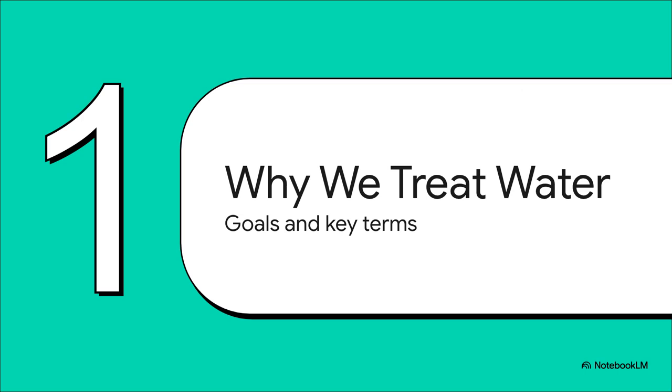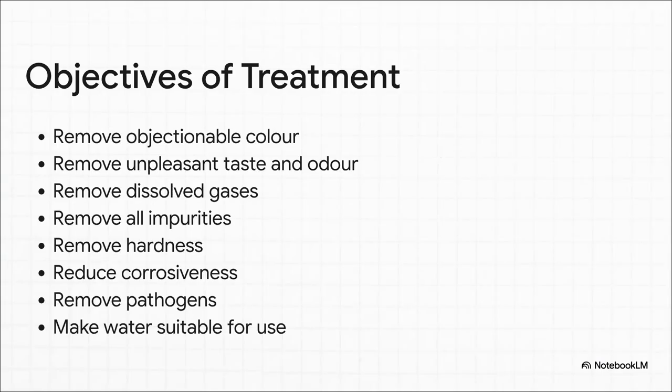Before we jump into the how, we need to be crystal clear on the why. Why are we doing all this? And we also need to define a couple of key terms that I promise you are going to pop up on your exam. You can really think about these objectives in two main buckets. First, there's the aesthetics, making sure the water doesn't look weird, taste funny, or smell bad. Then there's the safety and utility part, getting rid of impurities, hardness, and things that cause corrosion.